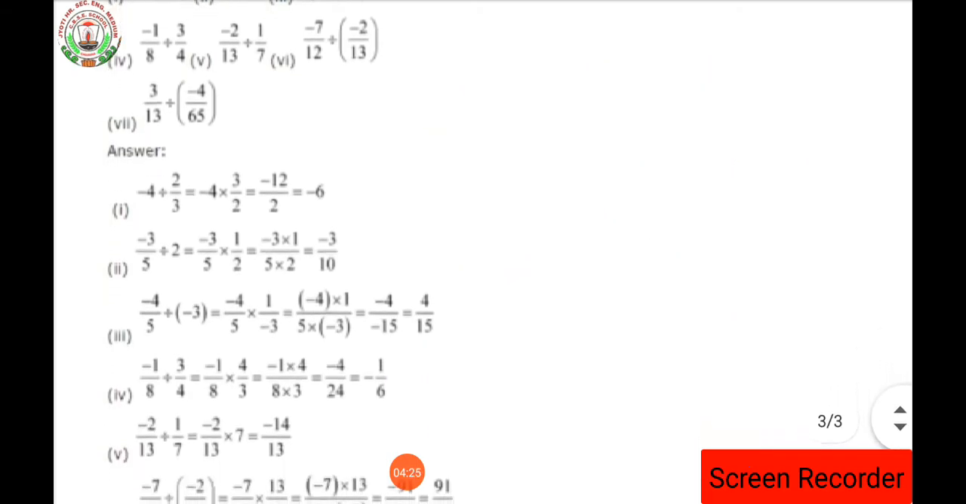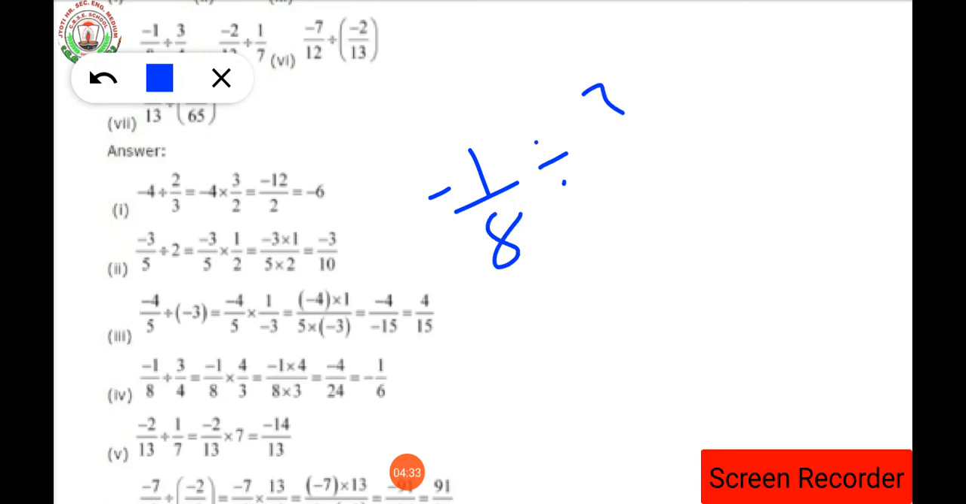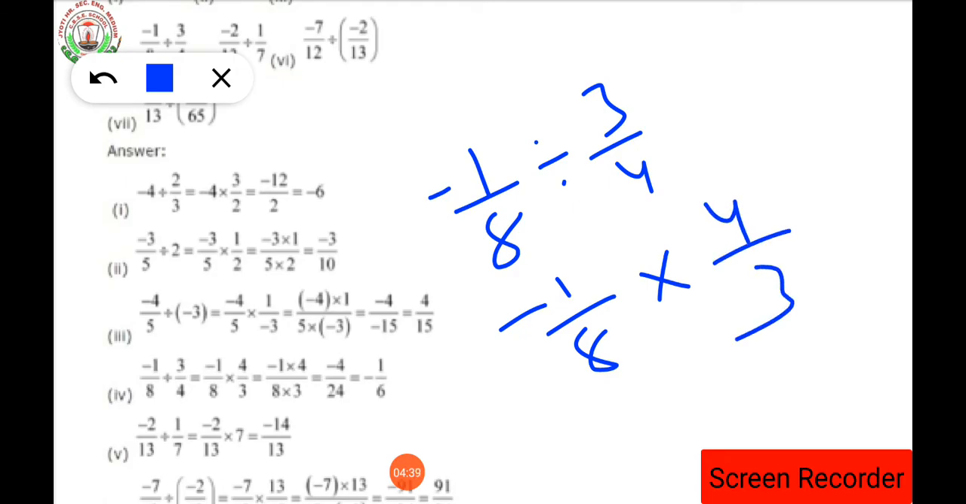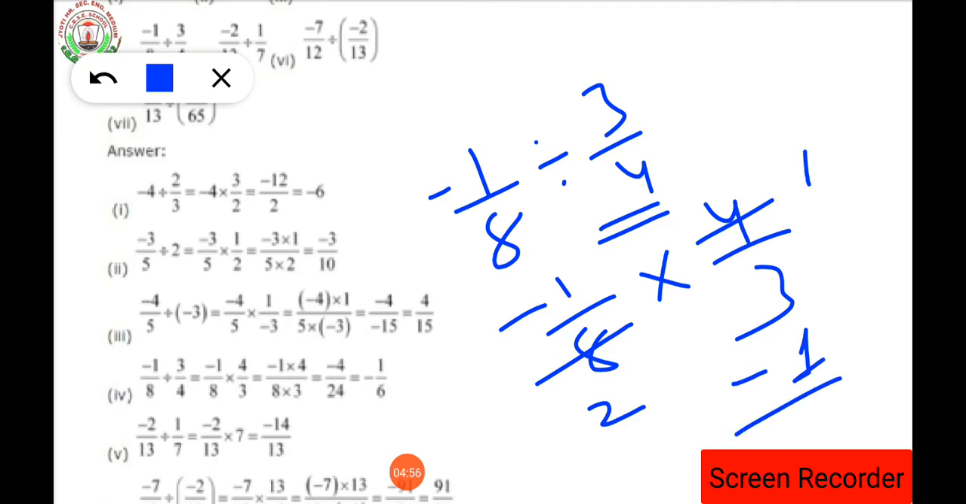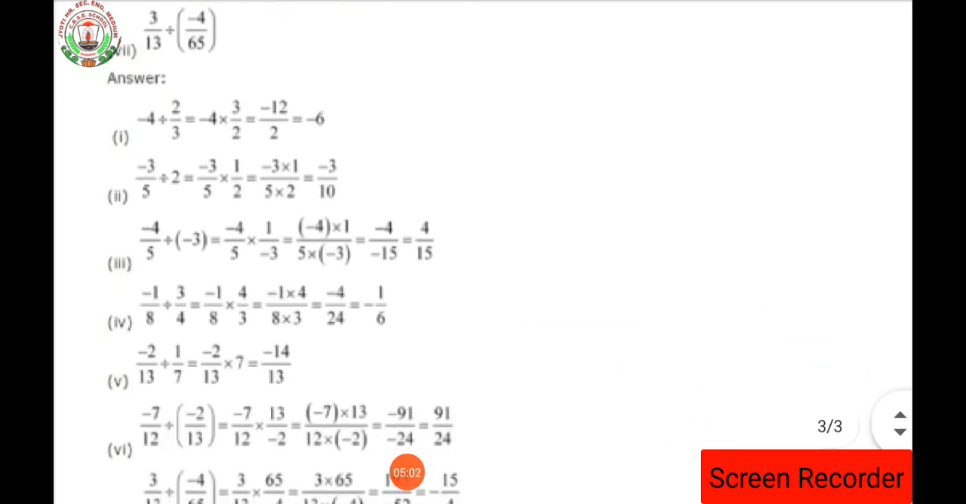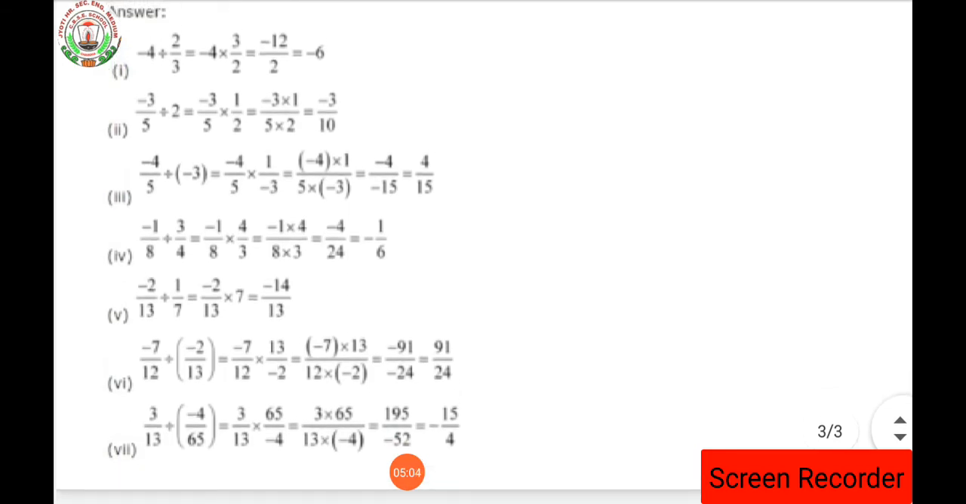Clear? So next part, what are we having? Next one is minus 1 by 8 divided by 3 by 4. So minus 1 by 8 into 4 by 3. Can we do like that? The number 3 by 4 is reciprocated. Now 8 comes in the table of 4 two times, and 4 comes in the table of 4 one time. So minus 1 into 1 will be minus 1 itself, isn't it? And here 2 into 3 will be 6. So the answer is minus 1 by 6. So in this way students, you have to solve each and every question.